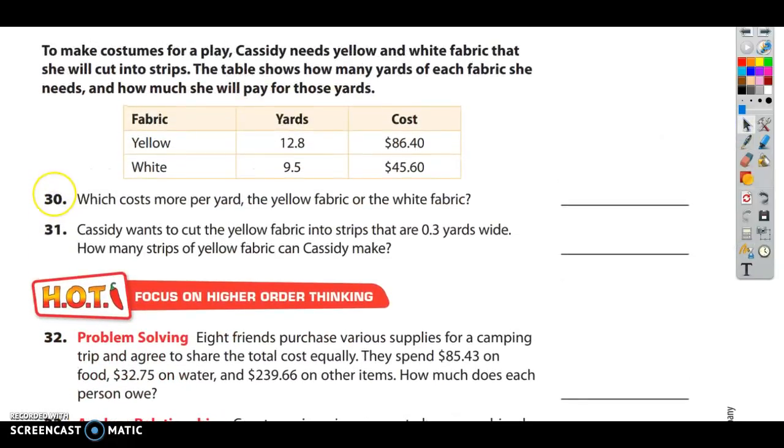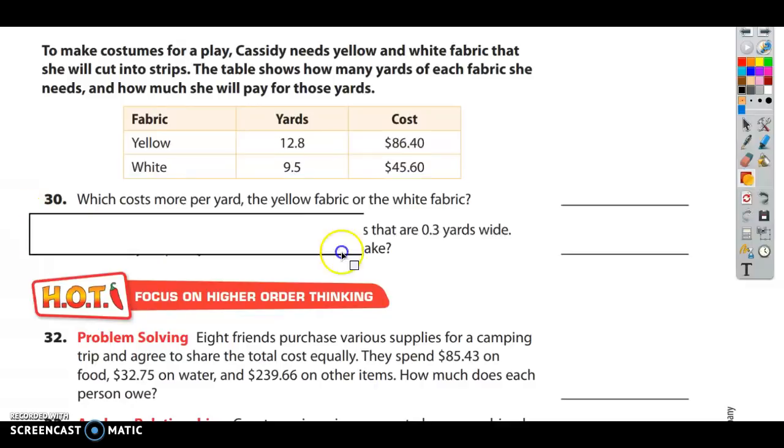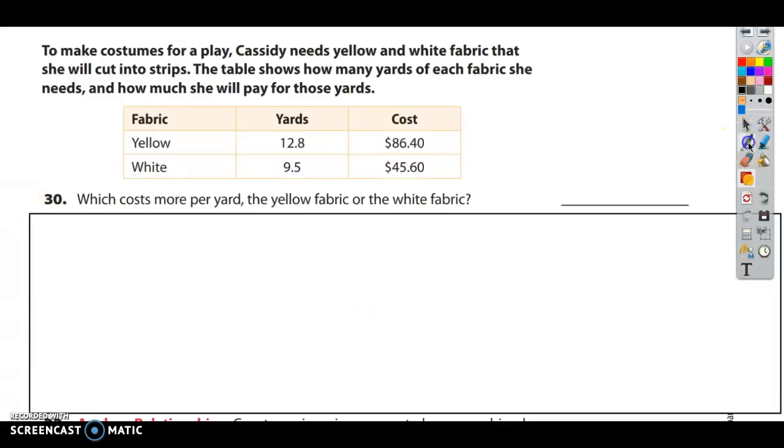To make costumes for a play, Cassidy needs yellow and white fabric that she will cut into strips. The table shows how many yards of fabric she needs and how much she will pay for those yards. So we've got the yards and the cost. And question 30 says, which costs more per yard, the yellow fabric or the white fabric? In order to do that, I'm going to have to do 2 division problems. And in this case, we're going to divide the cost by the yards.